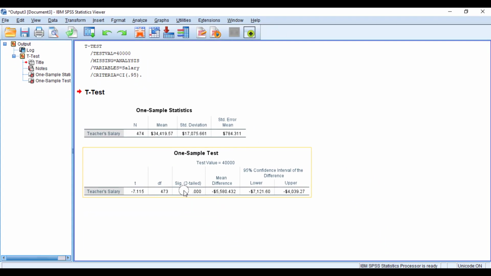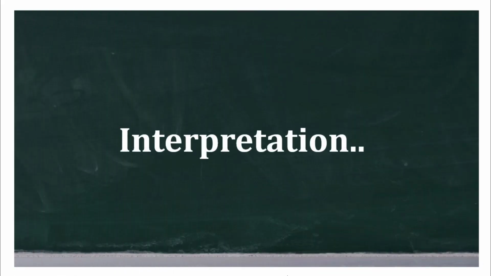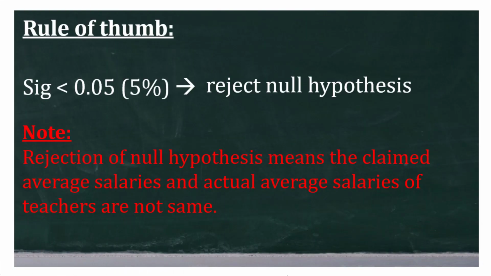Before we interpret the tables, let's see the threshold. The rule of thumb is, if the significance level is less than 0.05 or 5%, reject the null hypothesis. Rejection of the null hypothesis means that the claimed average salary and the actual average salary of the teachers are not the same. So let's see the output.